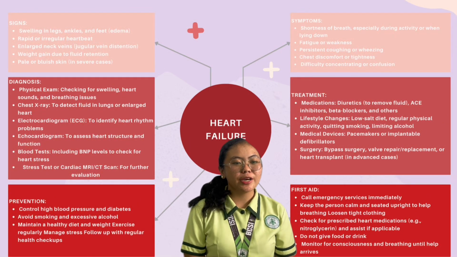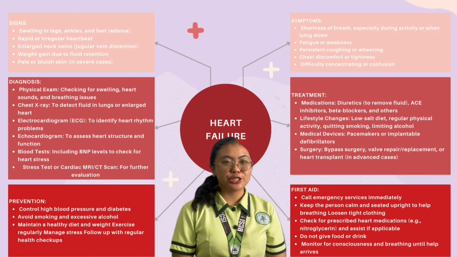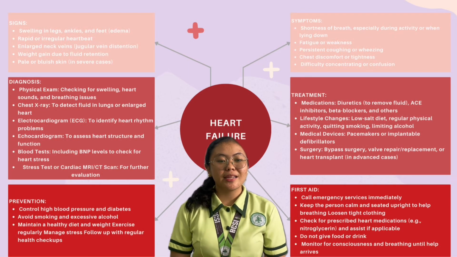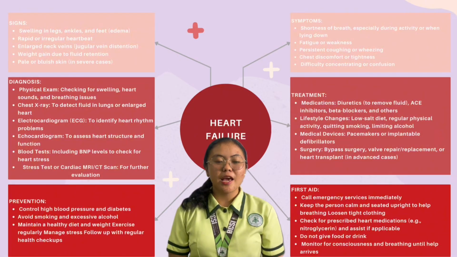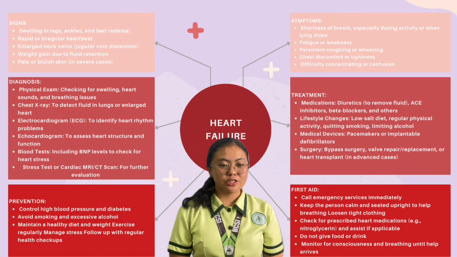So for prevention, first we need to control high blood pressure and diabetes and avoid smoking and excessive alcohol. Then maintain a healthy diet and weight, exercise regularly, manage stress, and follow up with regular health checkups.